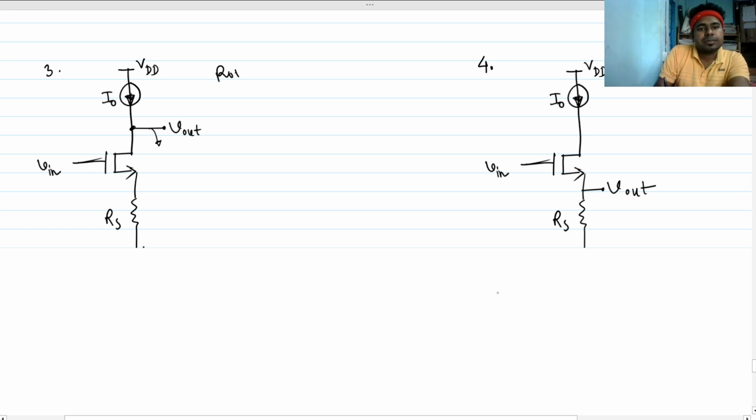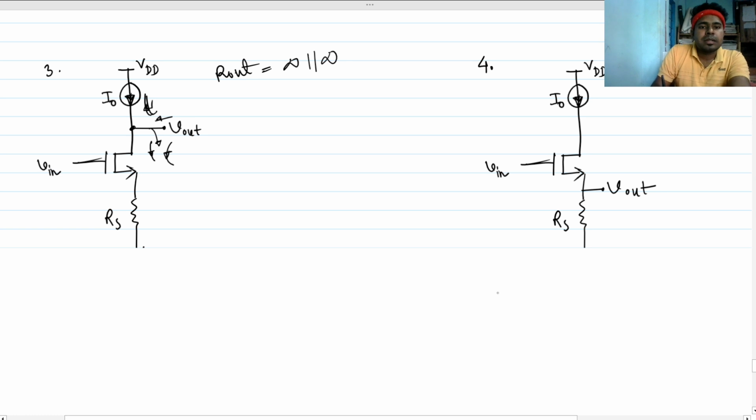Looking into this, one branch is going to that part and another to that part, and the impedance looking up here is infinite, as this is an ideal current source. If we neglect channel length modulation, the impedance looking downwards will be infinite as well. So R out is infinite here. So what will be the gain? We can see that the gain will be infinite as well. We are not taking the gm.